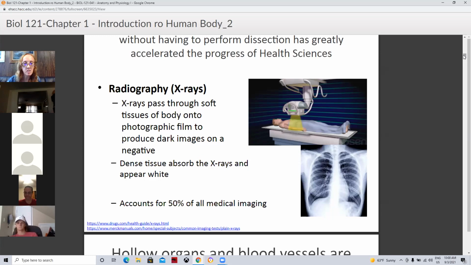Okay, let's get started again. So X-rays, when they are absorbed into tissues, appear white on the film. They work really well for visualizing harder tissues that absorb X-rays. However, for softer tissues, they don't work very well because they are just not absorbed.